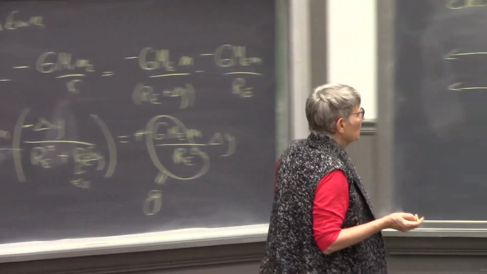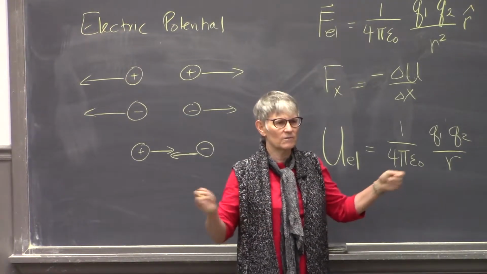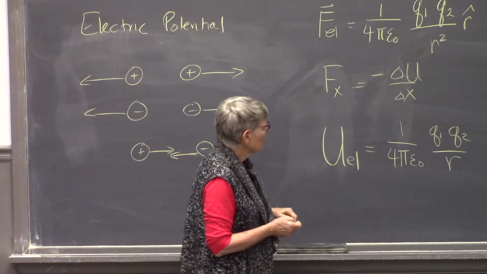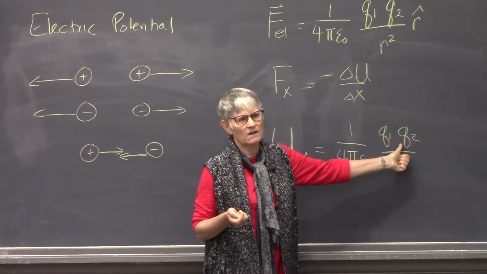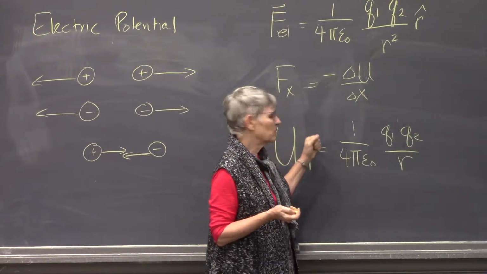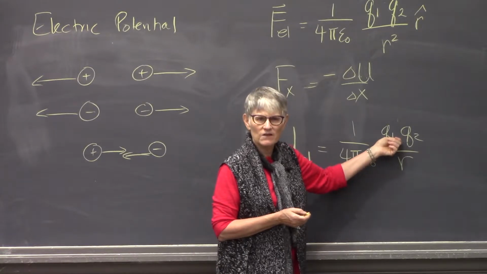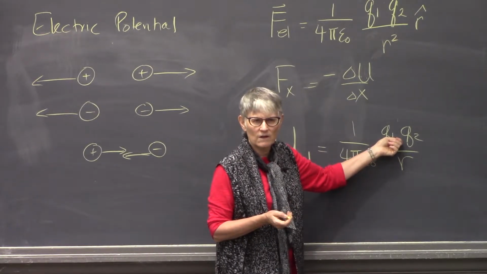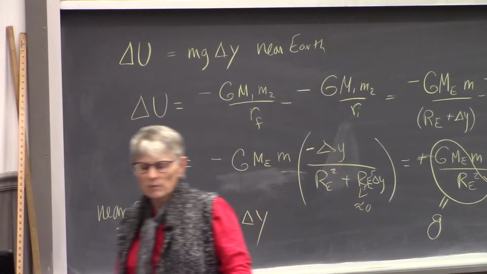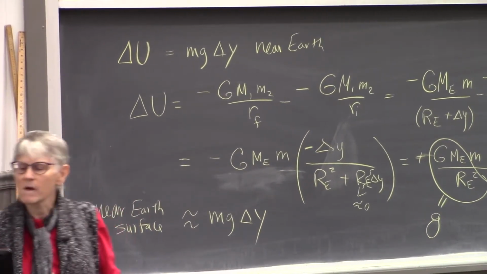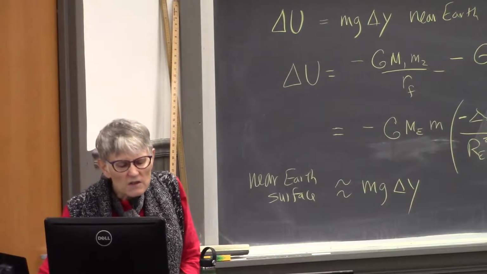Remember, the potential energy isn't a vector, so it just depends on the separation of two objects, not on the direction. And so if q1 and q2 have the same sign, is this quantity going to be positive or negative? Yeah, it's positive, isn't it? If they have opposite signs, then it's going to be negative. So we can get electric potential energy terms that are positive corresponding to repulsive interactions, and negative corresponding to attractive interactions.